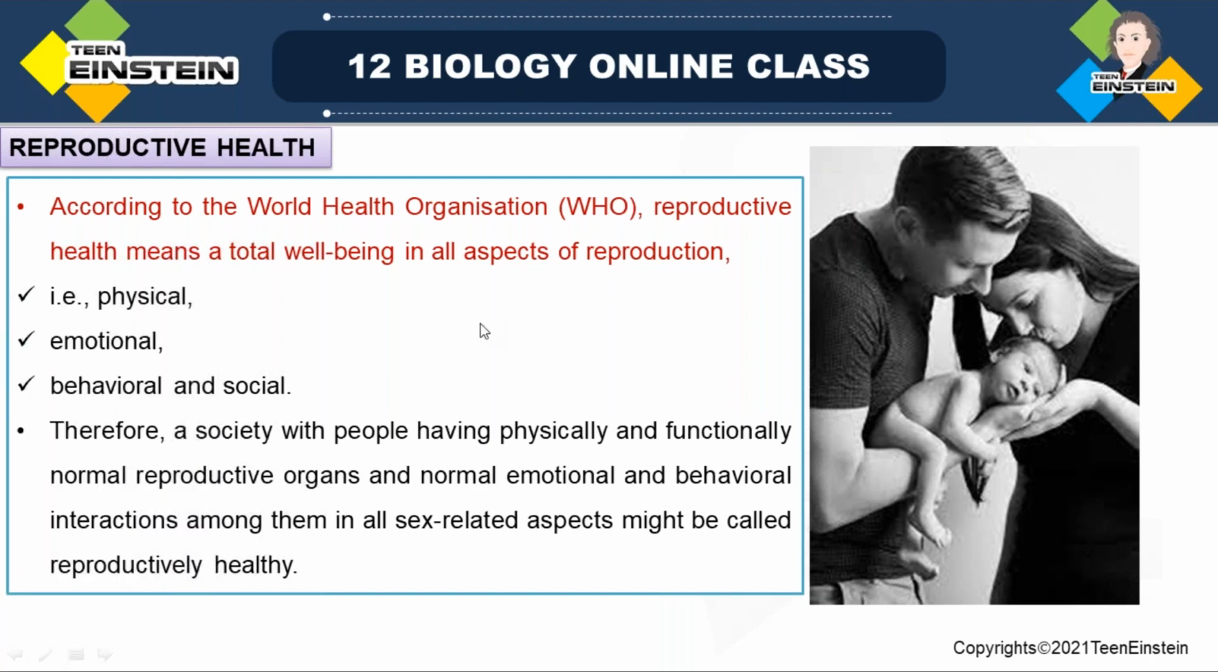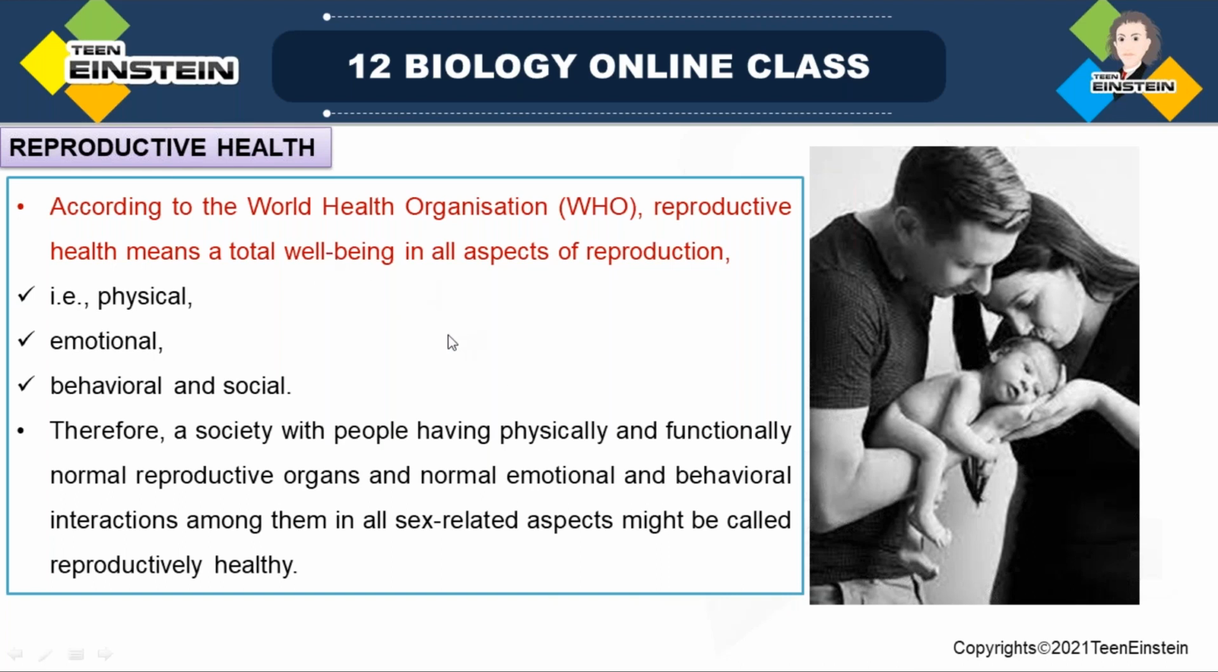So first we are going to learn about reproductive health. In this chapter we'll be discussing reproductive health and its problems, then the population explosion, then birth control, then sexually transmitted diseases. All these things we'll be learning in this chapter. So let's move to the first topic, reproductive health.